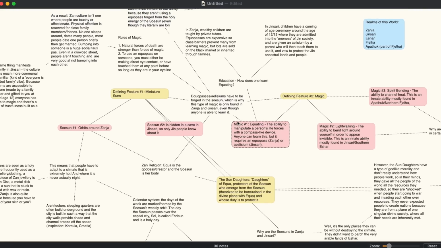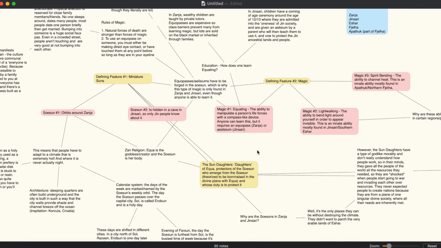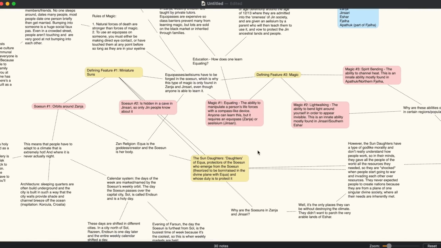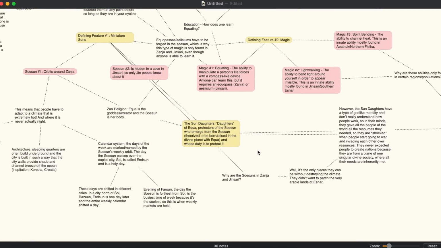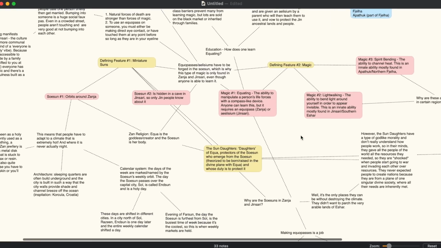Equators, one interesting thing I like to think of when you have magic is how does that create jobs that maybe wouldn't exist in our world. So for example, making Equipasses is a job. So I'll cut myself off here, even though obviously this could go on and on and on, right? It could never end.